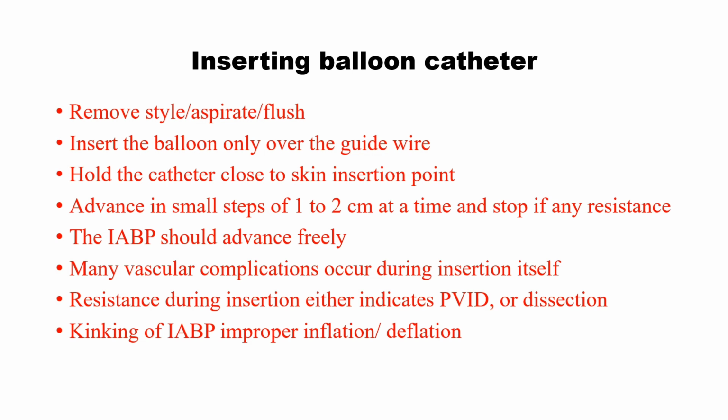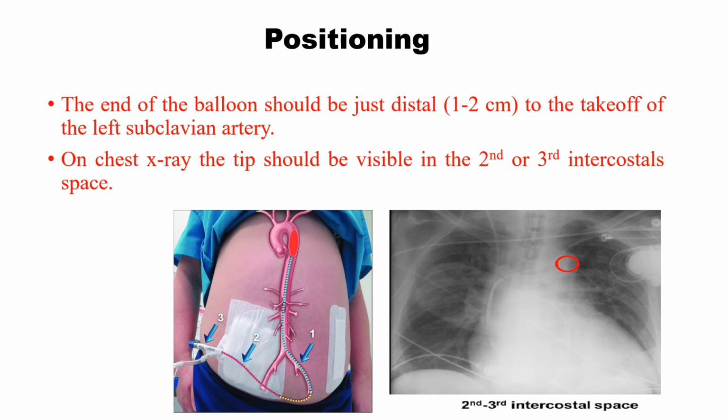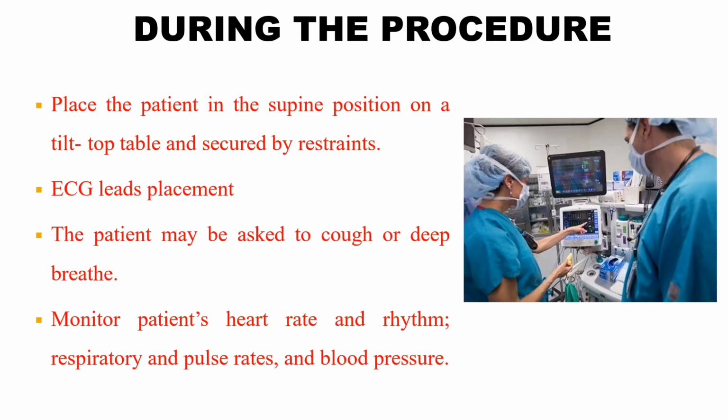So kinking of IABP, improper inflation and deflation. Coming to the positioning. After inserting the catheter, we have to see whether the IABP catheter is in position. The end of the balloon should be just distal, 1 to 2 cm to the takeoff of the left subclavian artery. How do we check the position? The position should be confirmed by fluoroscopy or chest X-ray.